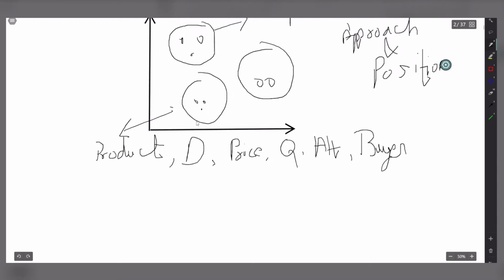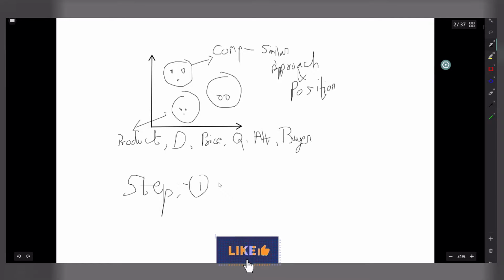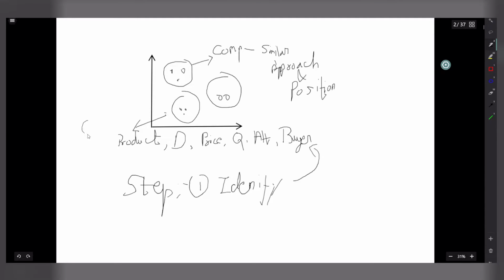So we are going towards another question: what are the procedure, the steps involved in framing a strategic group map? What can be the steps in strategic group mapping? So step number 1, we need to first identify the competitors and their characteristics.